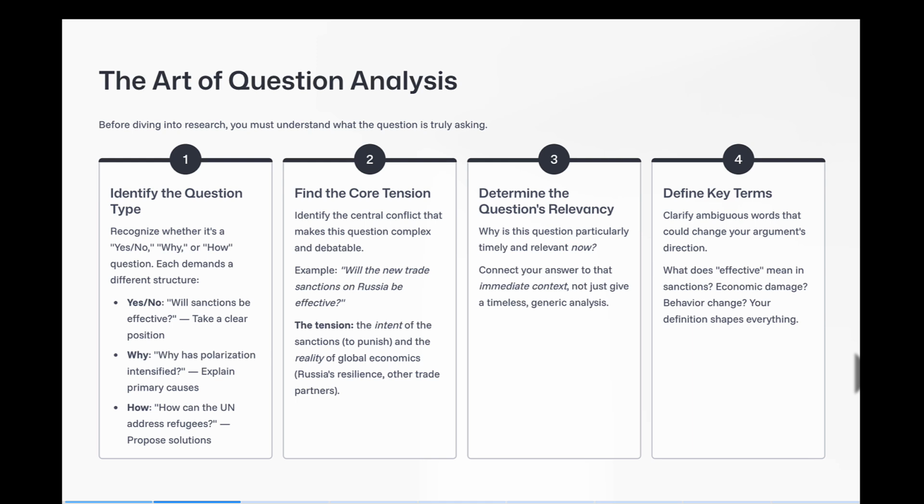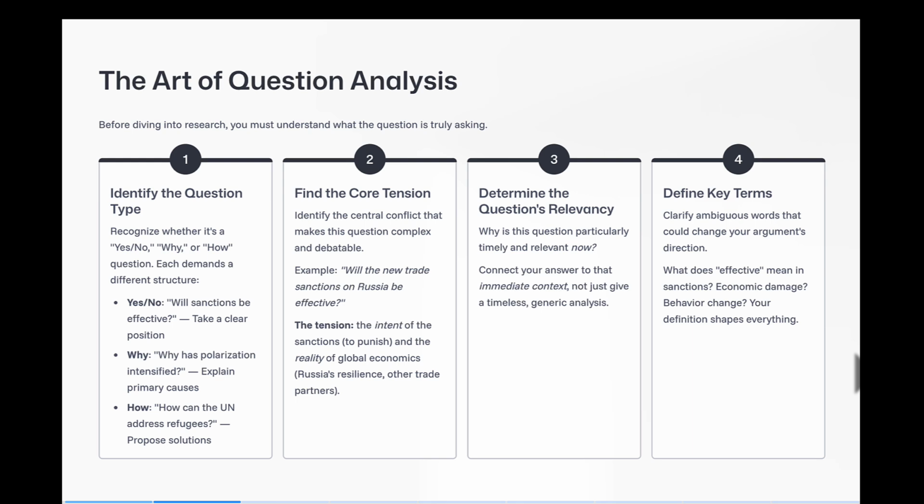And finally, you may need to define key terms. If you get a question like, can Biden win re-election? Not really a lot of terms to define. But if there is a question like, what about effective sanctions, you might need to decide what effective means. Or maybe there's a term in there that judges might not exactly know what it entails.